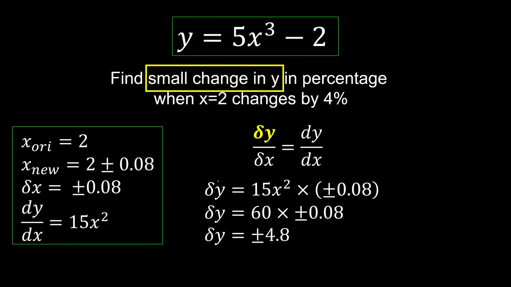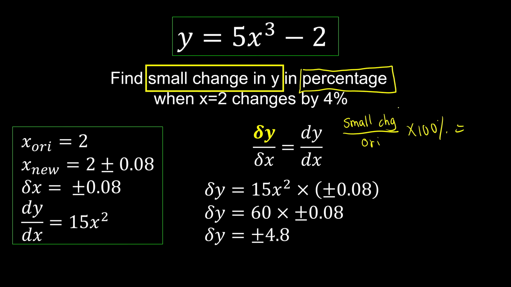Again, in order to find delta y, we multiply by delta x. Why is it plus and minus? It's because we don't know whether it's an increase or decrease. But we know y is going to experience a change of 4.8. Since they ask us to find the small change in y in percentage, remember how to find it? The easy way is the small change divided by the original, times 100%. This is how you find the small change in percentage: whatever we are concerned with, compared to the original, times 100%.